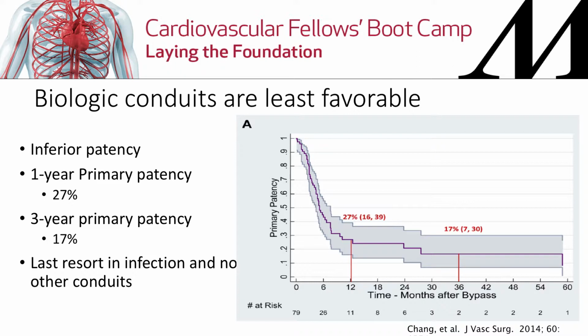One conduit that's not ideal are a lot of the biologic conduits, so the cadaveric preparations. And this is a paper that was done by one of my colleagues down in Florida, Chung, who's no longer there, unfortunately. But she published a great paper while she was there that looked at the results for cadaveric greater saphenous vein grafts and found that they had markedly reduced patency relative to prosthetic bypasses and, of course, autogenous greater saphenous veins. So 1-year primary patency is 27% with a 3-year primary patency of 17%. So I would consider this as a last resort in infection, when you have no other conduits for patients.